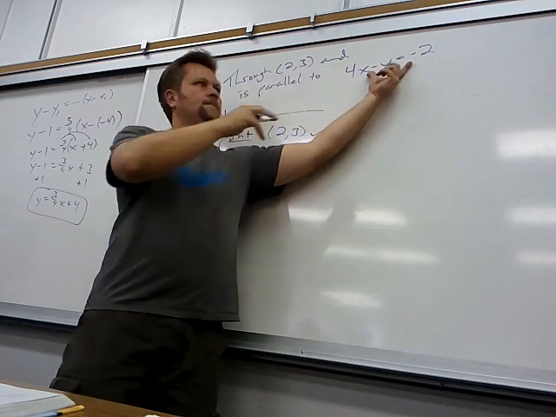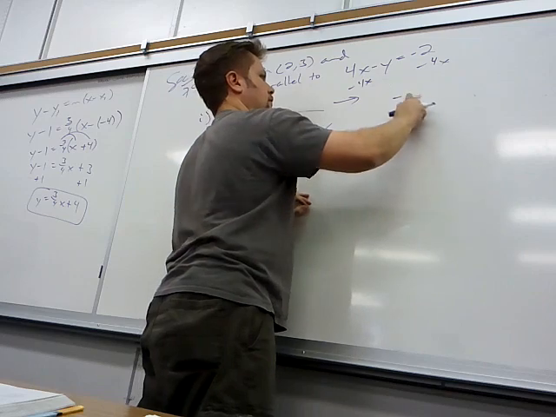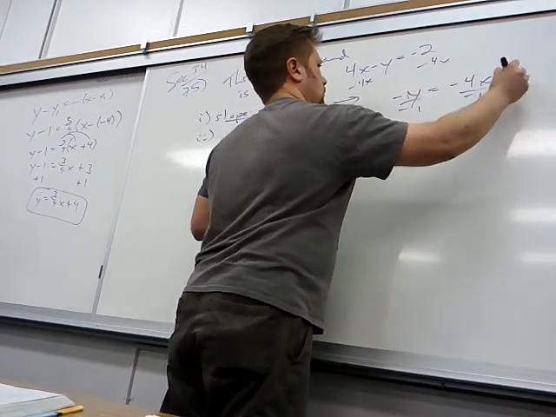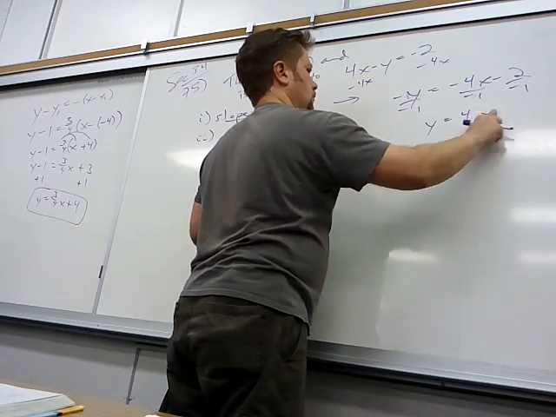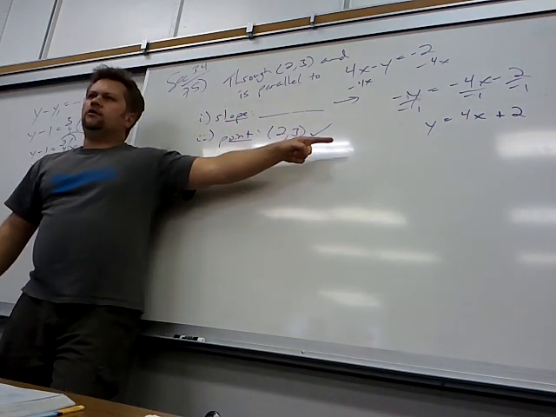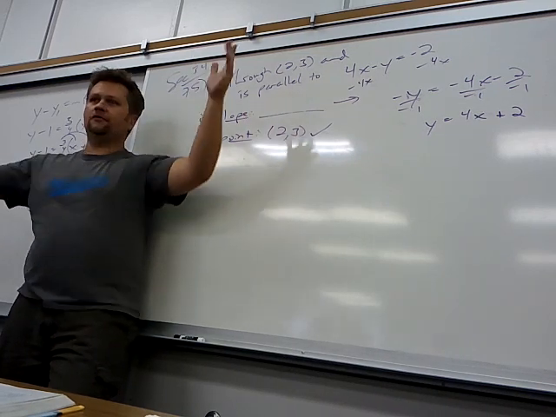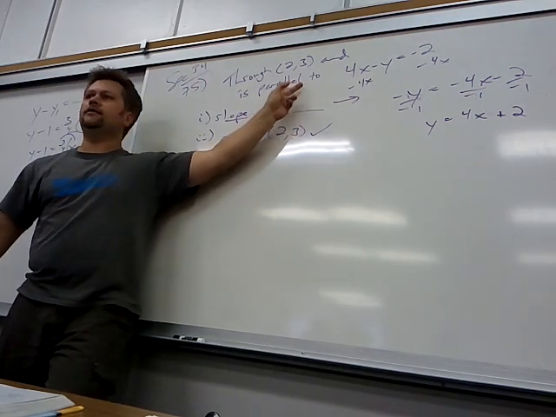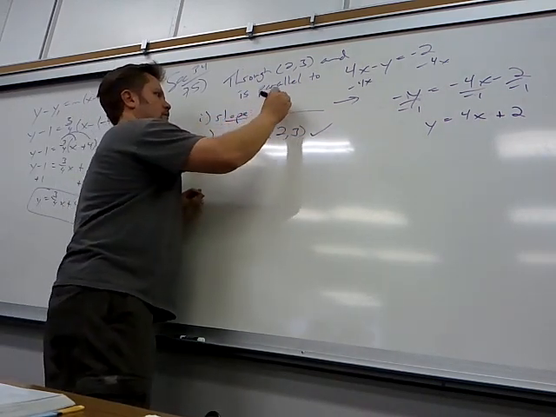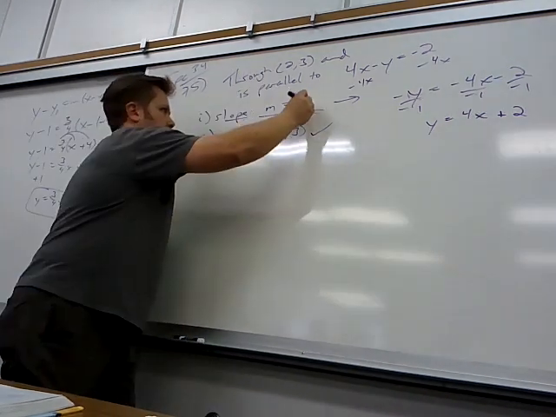So how do I solve this for y? Subtract 4x, and then divide by -1. It's 4x plus something. So what's that line's slope? 4/1. So what's my slope? Same thing. It's parallel, so my slope has got to be the same. I know my slope is 4.